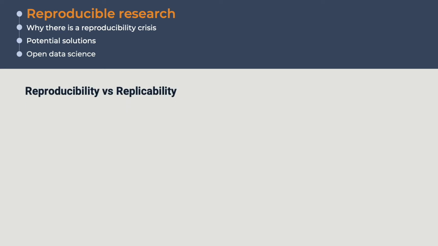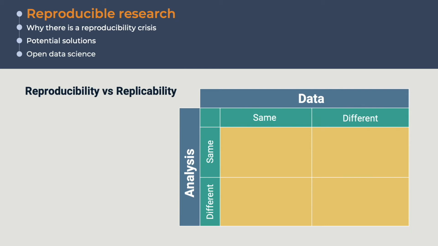To understand better the meaning of reproducible research, it is important to distinguish it from other key qualities of research. As shown in this table, research is reproducible when the same analysis performed on the same data consistently produces the same results. It is replicable when the same analysis performed on different datasets produces similar results. It is robust when different types of analyses performed on the same dataset give similar results. And it is generalizable if different analyses performed on different datasets produce similar results.